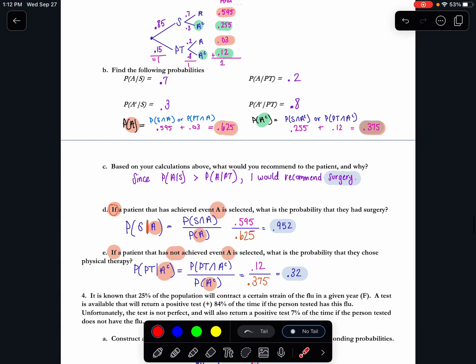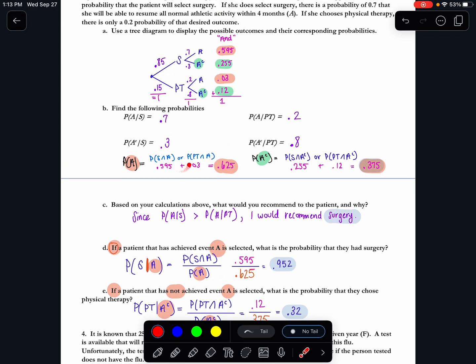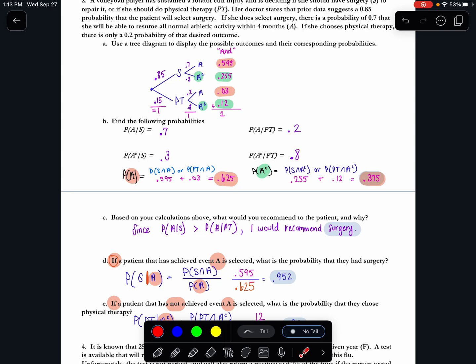Okay, so notice it's very similar formulas, conditional probability, or probability, all that stuff. But now our proportions and our probabilities are all organized in a tree diagram, which makes it easy for us to find what we need.